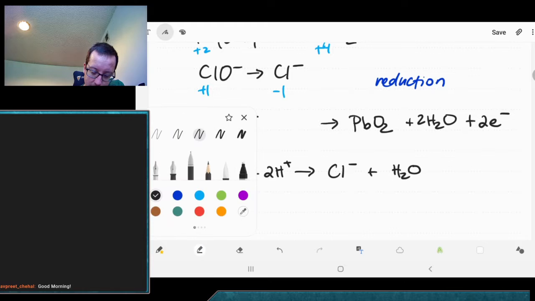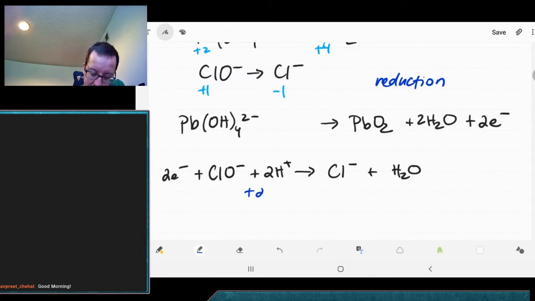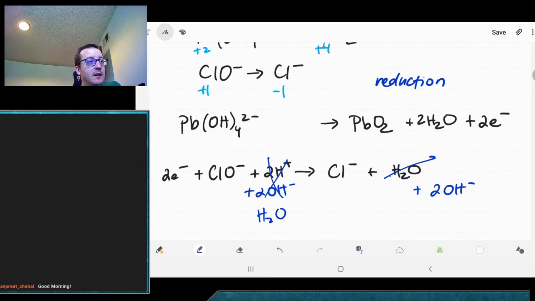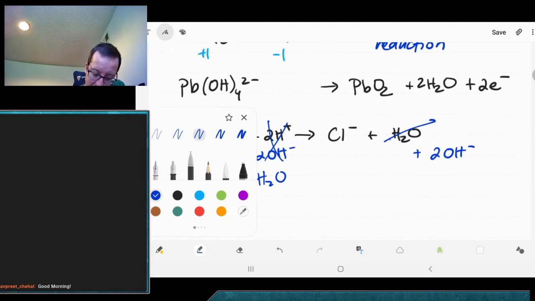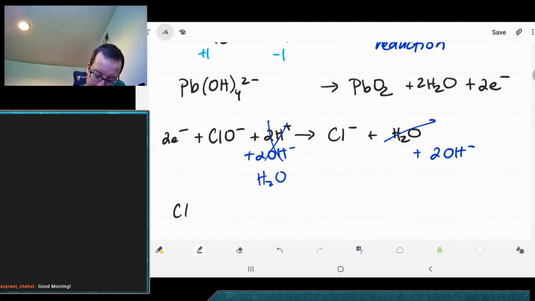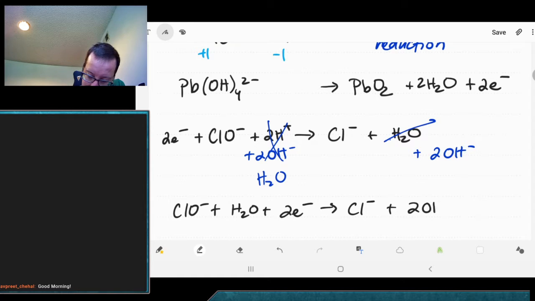But since it's basic solution, we're going to add 2 hydroxides to both sides. Remember that this is going to actually make 2 waters. So that water is going to go away, and we're going to just have 1 water left once we subtract 1 water from both sides. And so if we rewrite this, we're going to get Cl minus plus 2 hydroxides.